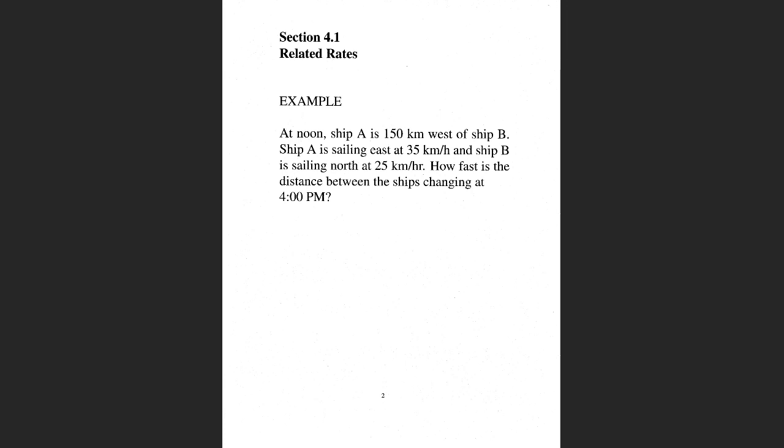All right, in this problem, at noon, ship A is 150 kilometers west of ship B. That's at time 0. Ship A is sailing east at 35 kilometers per hour, and ship B is sailing north at 25 kilometers per hour. How fast is the distance between the ships changing at 4 o'clock?